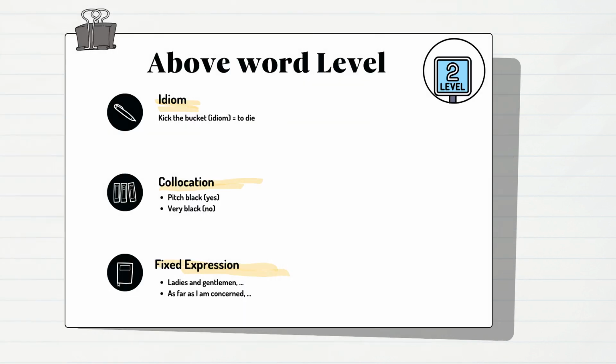Now, equivalence above word level. Simply put, translation equivalence above word level can be seen when a translator tries to translate English idioms, collocations, and fixed expressions. Idiom does not allow variation, and its meaning is not represented by its constituent words. Collocation still allows for variation in lexical patterns, and it is transparent in meaning. Unlike collocation, fixed expressions do not allow variation, but they can be translated from the meaning of constituent words.